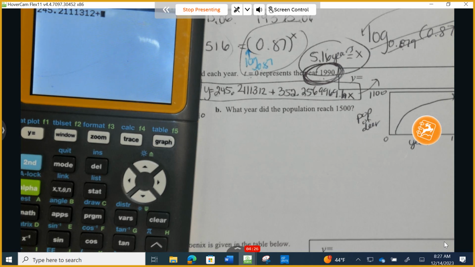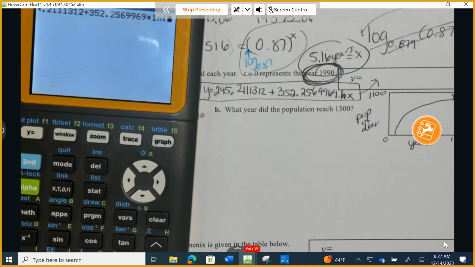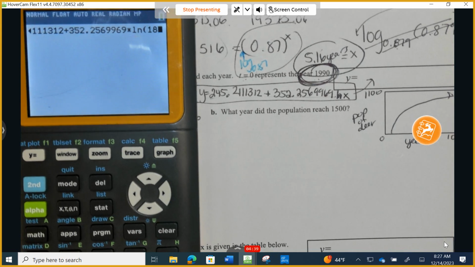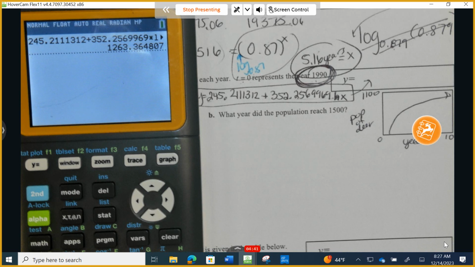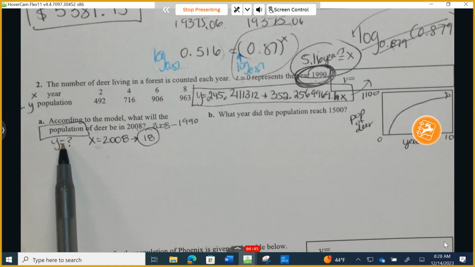245.2111312 plus 352.2569969 times the ln, and now my ln is going to be 18. Year 18 represents 2008. I press enter, and this is my answer. And again, I'm trying to figure out the population.